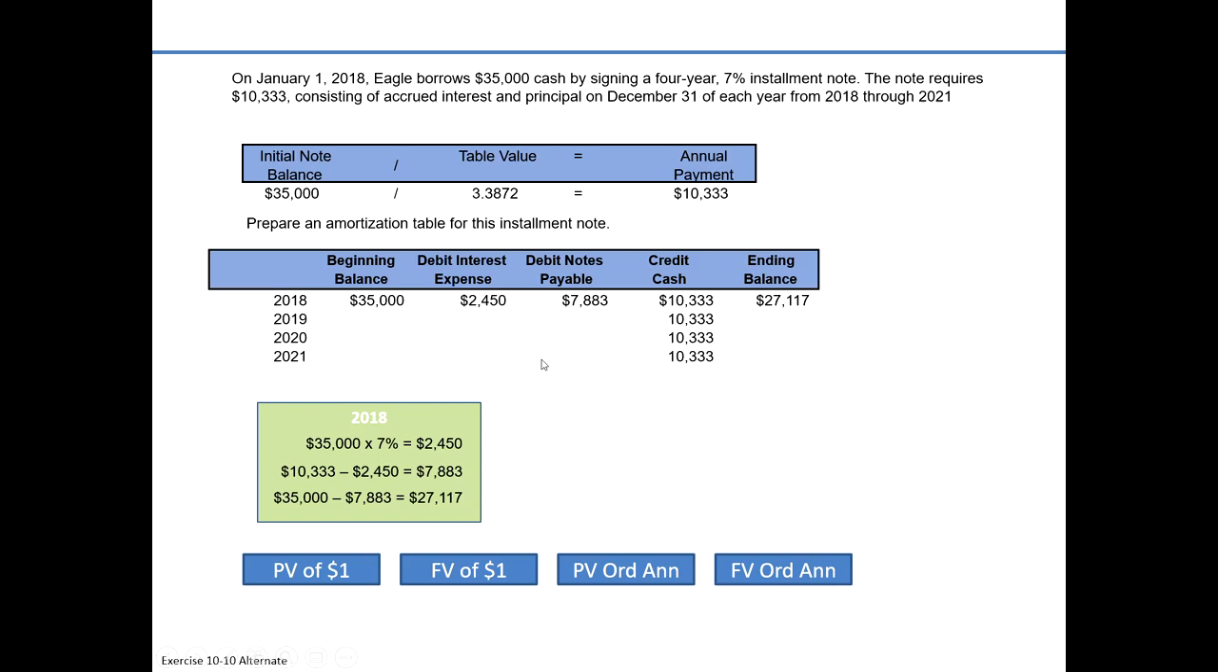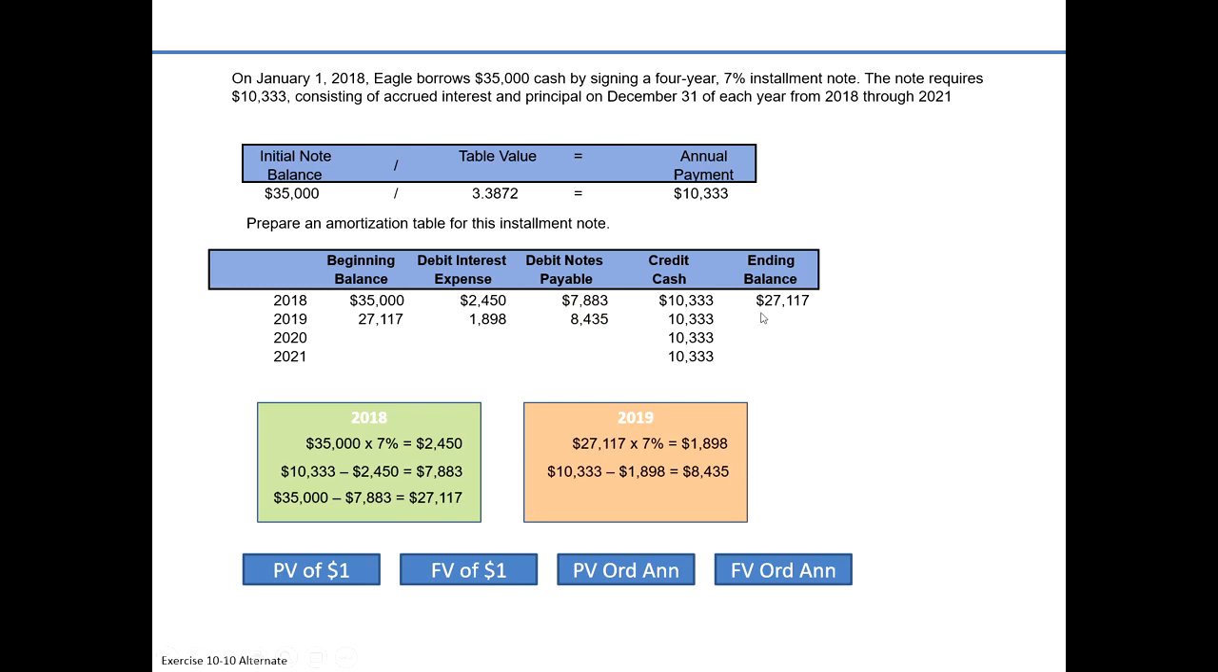So I'm going to do similar calculations year to year. In 2019, the beginning balance is the ending balance for 2018, $27,117. To figure out interest, I'm going to take that beginning balance of $27,117 times the same 7% interest rate, and now interest expense is $1,898. To figure out the amount of that $10,333 payment that is going to pay down my principal or my notes payable, take the $10,333 minus the interest amount of $1,898.